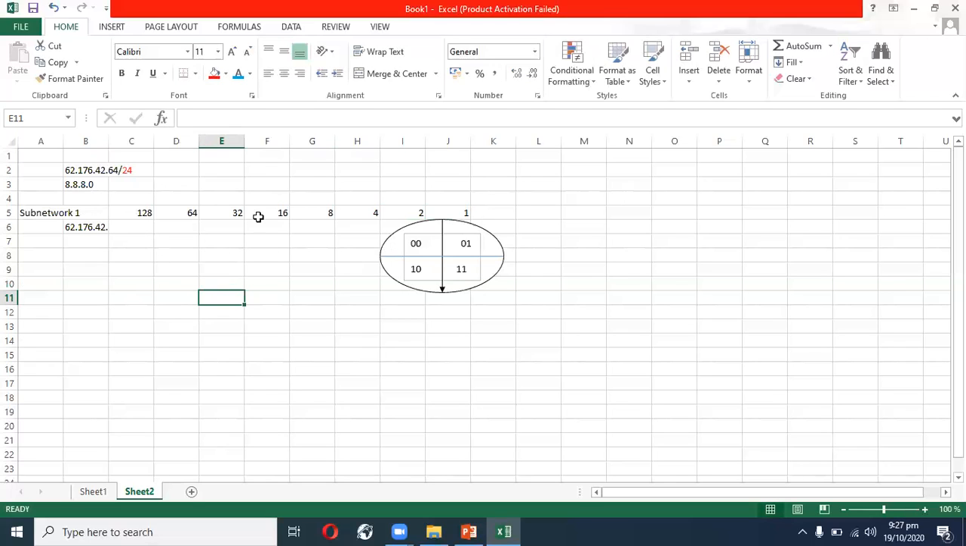Now we will take the first one. First one is 00. Let me color it red. Okay, now this is our first subnetwork, this is our second subnetwork, this is our third, and this is the fourth. So first we'll take both bits as 0. So the first 2 bits are 0. This means that these are fixed. You cannot change them.